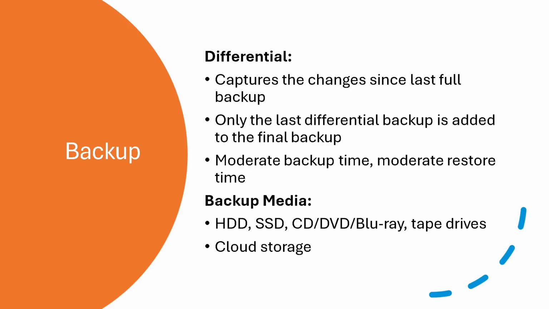Differential backup. Differential backup copies all the changes made since the last full backup. This method is a middle ground between full and incremental backups. Changes since the last full backup are accumulated inside this type of backup, and each differential backup grows until the next full backup is performed. This kind of backup requires moderate backup time and moderate restore time.